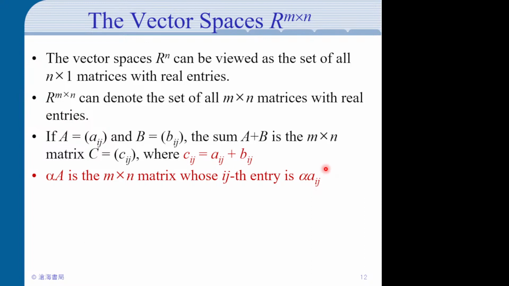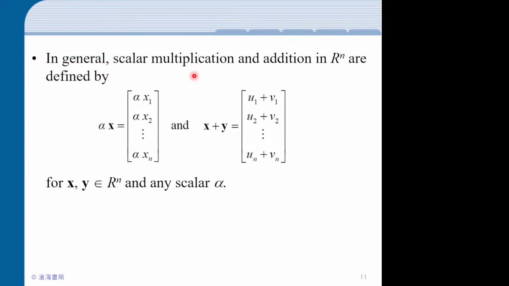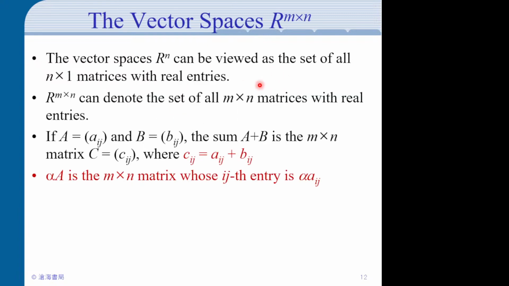Okay, so dimension is going to get a little confusing here. As we say, Rn is the set of all n by 1 matrices with real entries. Those we call column vectors, and the vector space Rn is just the set of all of them. You can define scalar multiplication and addition on them by matrix scalar multiplication and matrix addition, because we view them as n by 1 matrices.